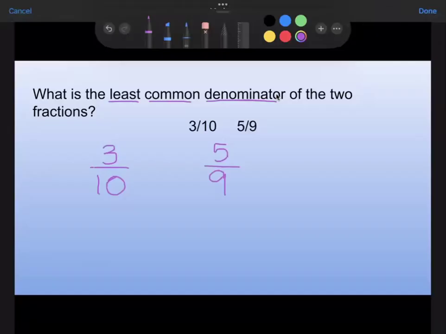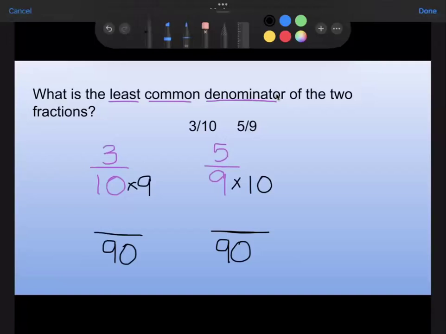Since I can't multiply 9 times something to get 10, my plan B is to multiply them by each other. So I'm going to start by multiplying this times 9 and this times 10. What that will do is give me a common denominator down here of 90. So for both fractions, the denominator will now be 90. But to make the fractions equivalent to their original fractions, I have to do the same thing to the top that I did to the bottom.